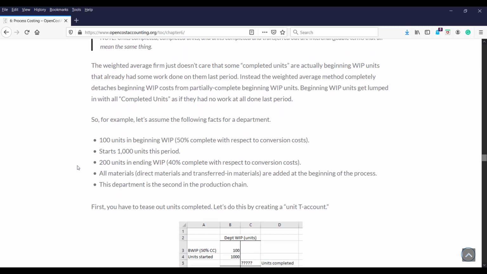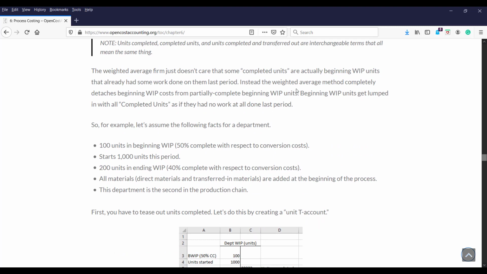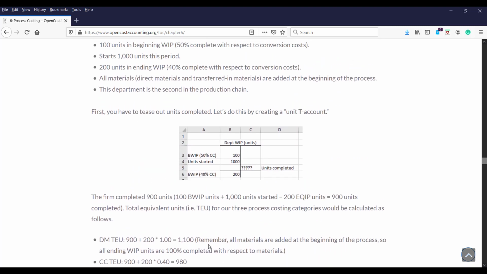So let's say we have an example here. We have 100 units in beginning WIP that are 50% complete with respect to conversion costs. Also here, I assume that our materials are added at the beginning of the process.